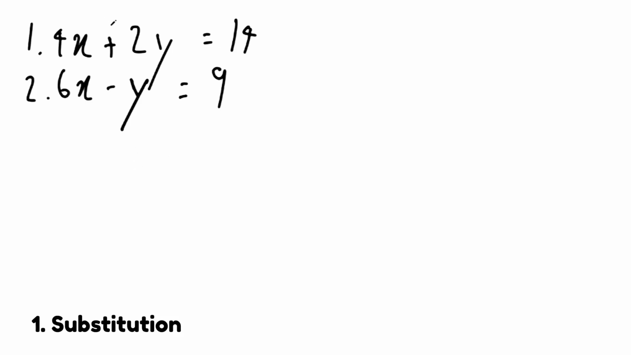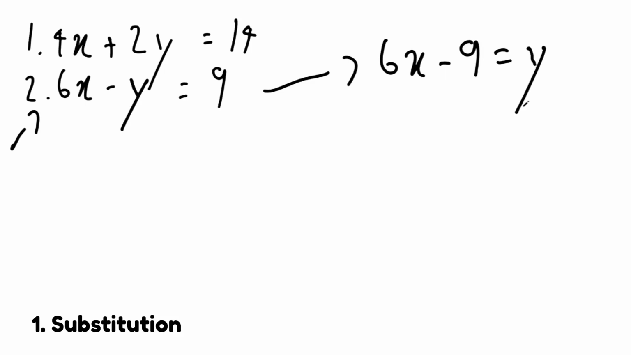So first of all, we're going to pick one of these equations to convert into slope-intercept form. In this case, 2 is going to be the easy option, since the y coefficient is 1. So I'm going to go ahead and convert that.